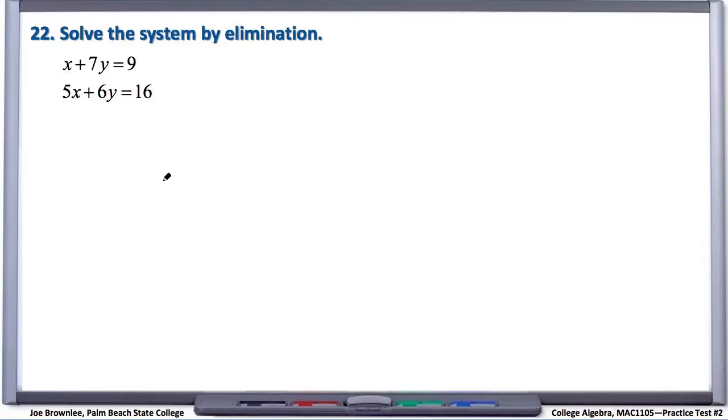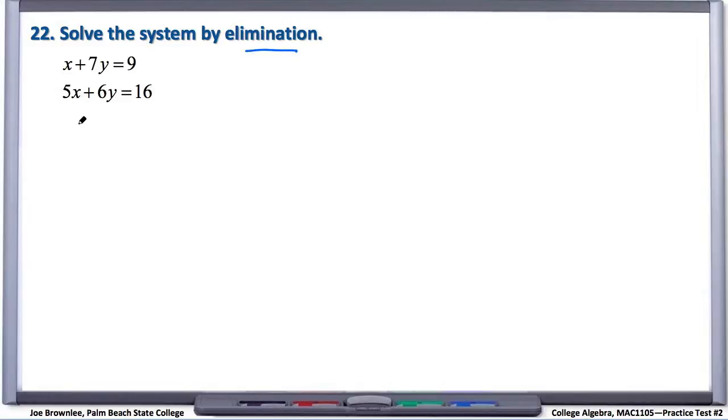All right, number 22, solve the system by elimination, and we've been given two equations in this system. The first equation, x plus 7y equals 9, and our second equation, 5x plus 6y equals 16. And with elimination, what we have to decide, first and foremost, is do we want to eliminate the x variable or do we want to eliminate the y variable?